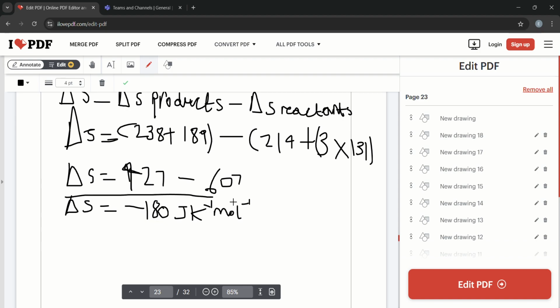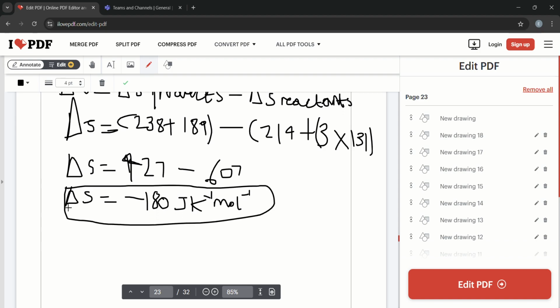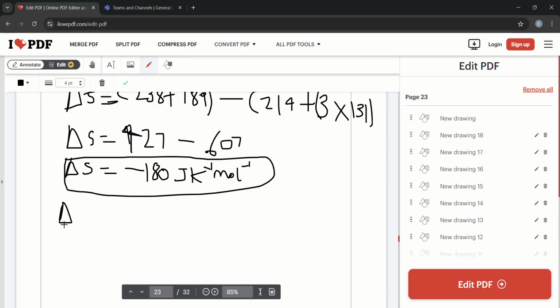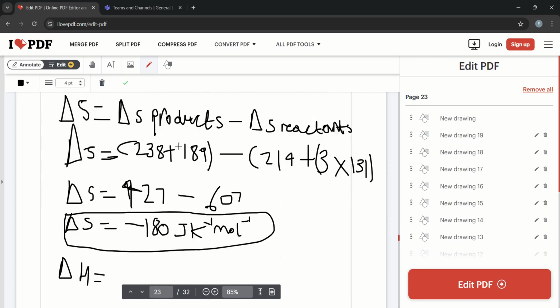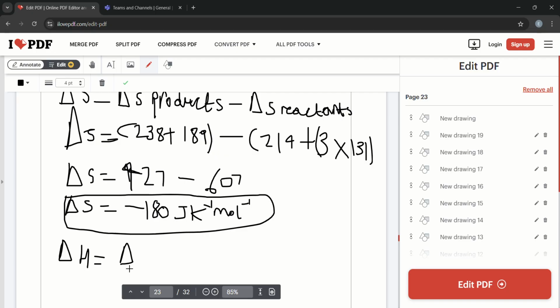That's not it. We need delta H. So delta H, enthalpy of formation, so products minus reactants. Products minus of reactants.